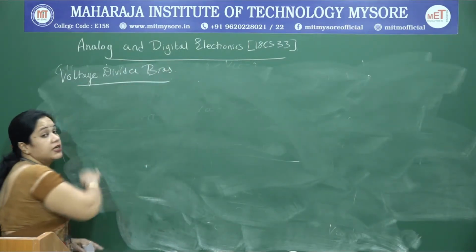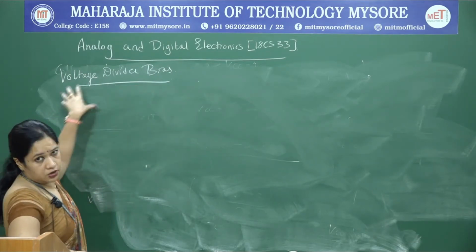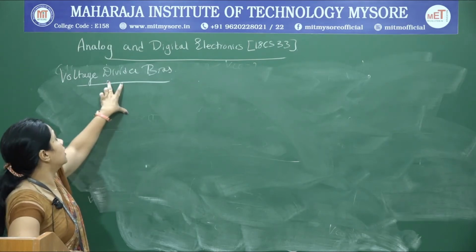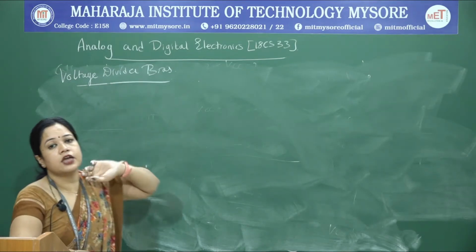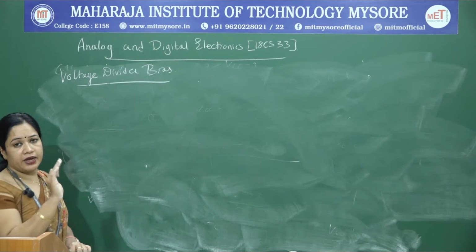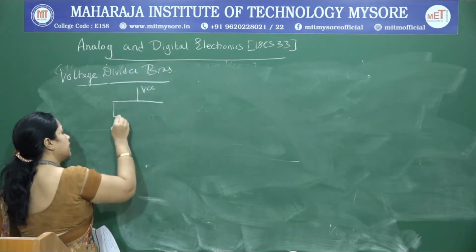As the name indicates, it is offering current feedback, negative current shunt feedback. So here you are aware what is a voltage divider. A resistive circuit can be used as a voltage divider. So here the name voltage divider bias circuit is given because the arrangement goes something like this.